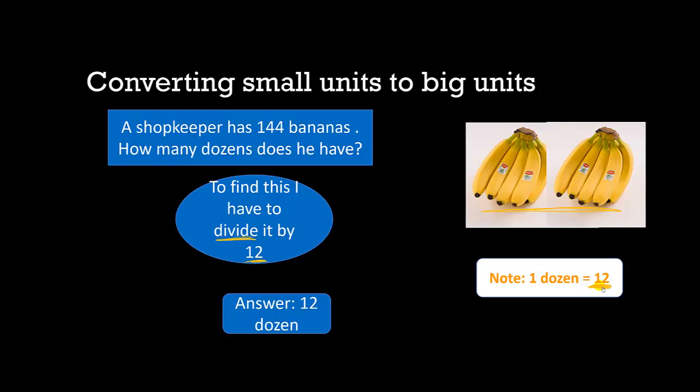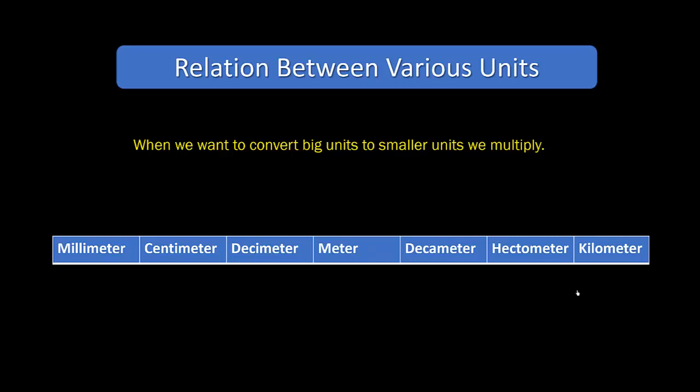Now let's just extend the idea we just proposed. What is the relation between various units? Well, in the last video I showed you that there are many units such as millimeter, centimeter, decimeter, meter, decameter, hectometer, and kilometer. Well, if I want to convert kilometers to hectometers, there's a very important point you should know.